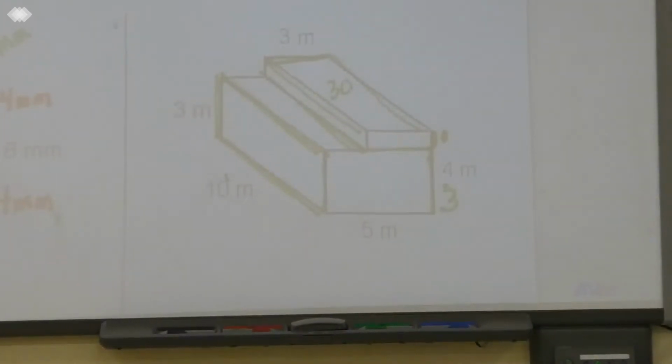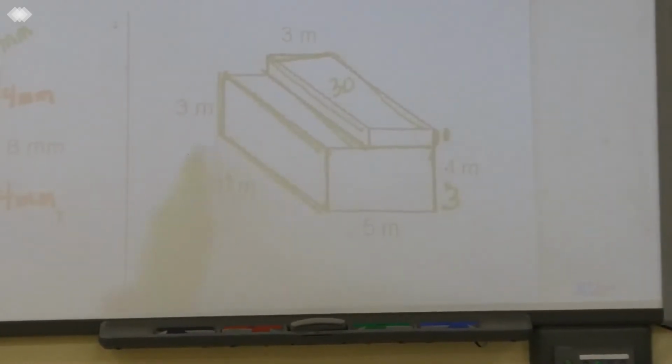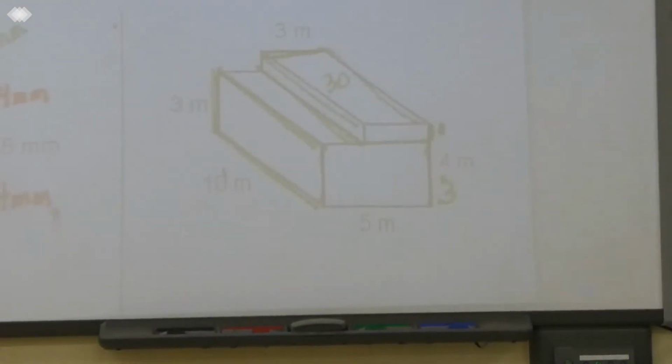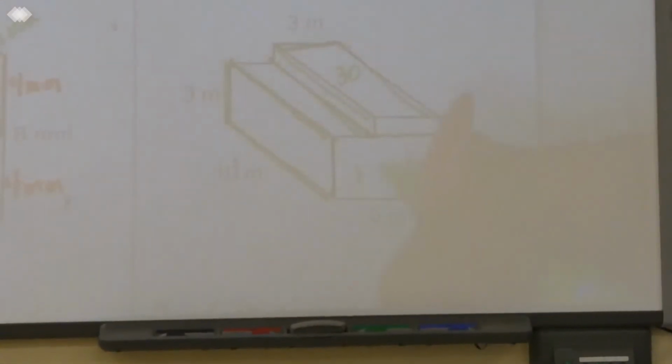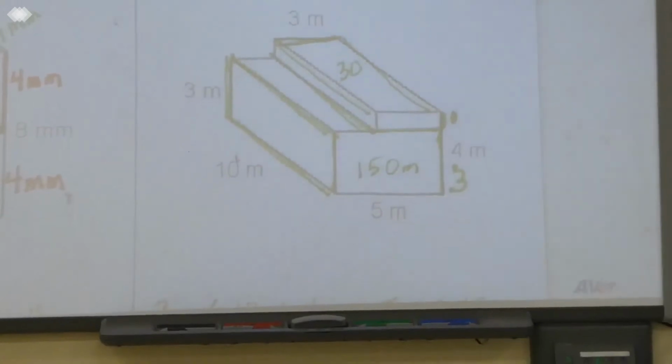Now, we don't have to worry about adjacent lines for this bottom figure because we've already figured all of that out. We know that the length right here is 5. We know that the width is 10. And we know that the height is 3. So 5 times 10 is 50, and 50 times 3 is 150. So 150 meters. That's what we have for the bottom figure.